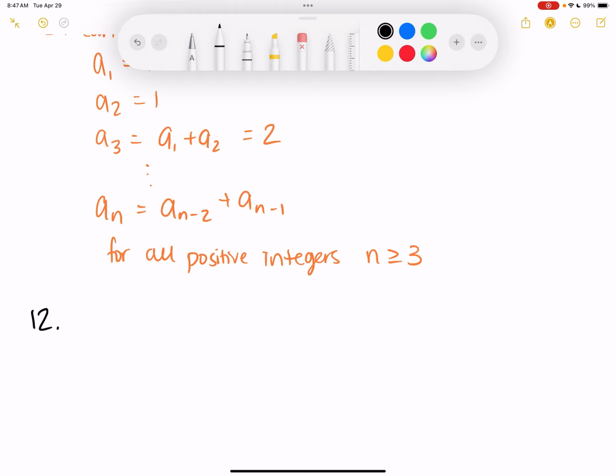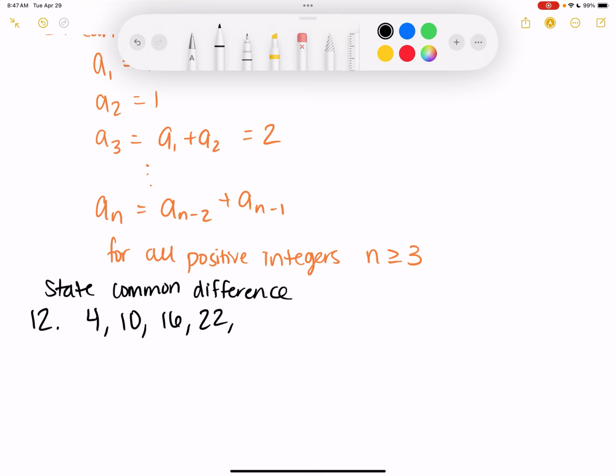Number 12, they just want us to state the common difference. This one, they give us 4, 10, 16, 22, and so on. So what am I doing to get from 4 to 10, 10 to 16, 16 to 22? Yep, adding 6. So d is equal to 6. d is always our common difference.